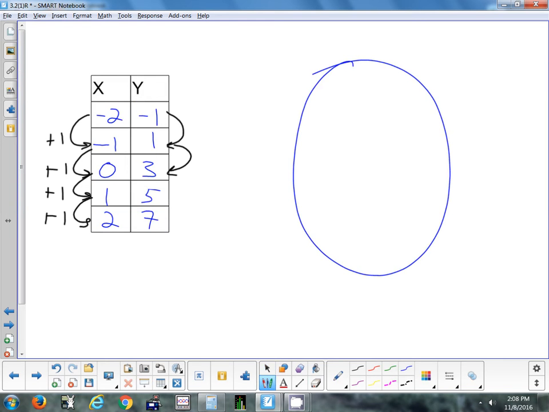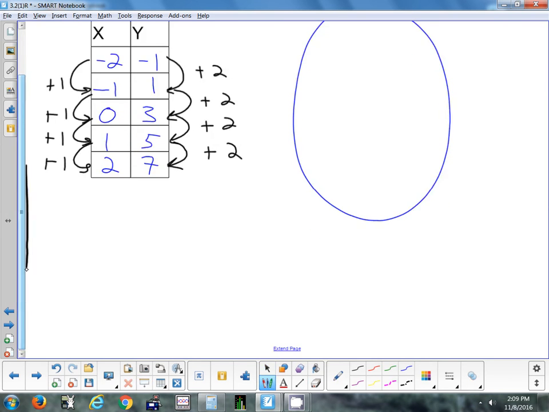It's plus 1. Now here's the big thing. Do we have a pattern in the y's? And it has to be a pattern where you add or subtract each time. Yes. Plus 2, plus 2, plus 2, plus 2. All right? Because we have a pattern where you're adding 2 each time, that is how you tell if something's linear. The pattern has to be addition or subtraction.